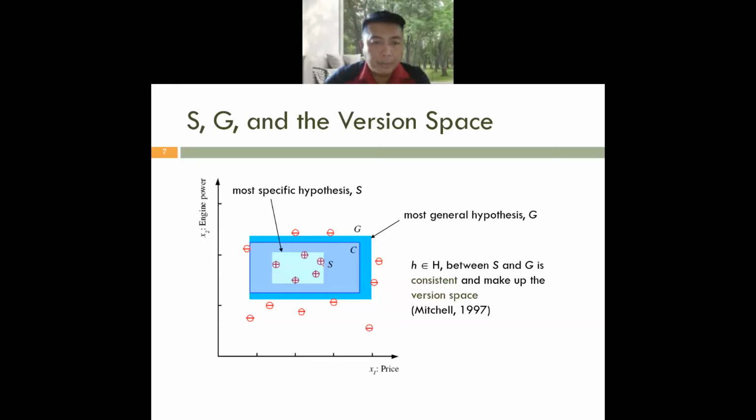So let's suppose this is the blue box. We could also have the most general hypothesis, in which we expand the box as much as possible to the outside. This one only covers the smallest area, and this covers the largest area here. So this is G. This is very specific.